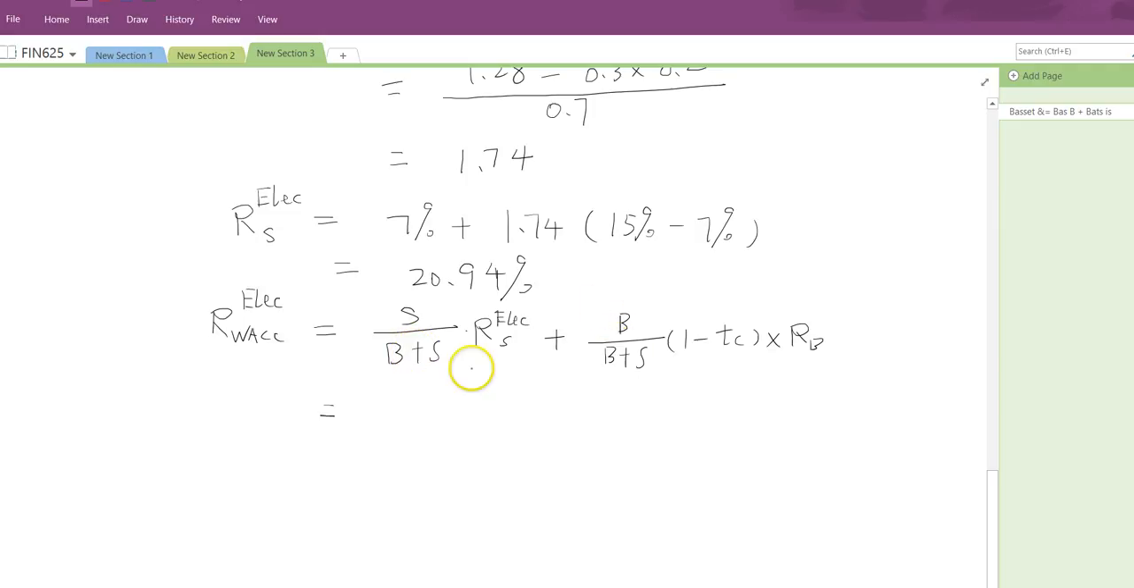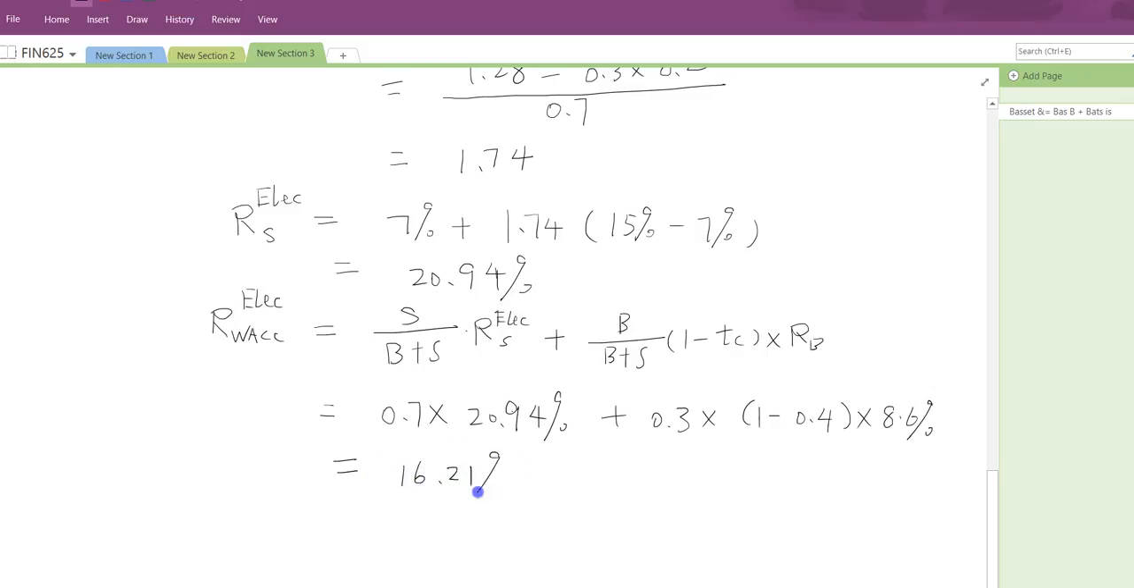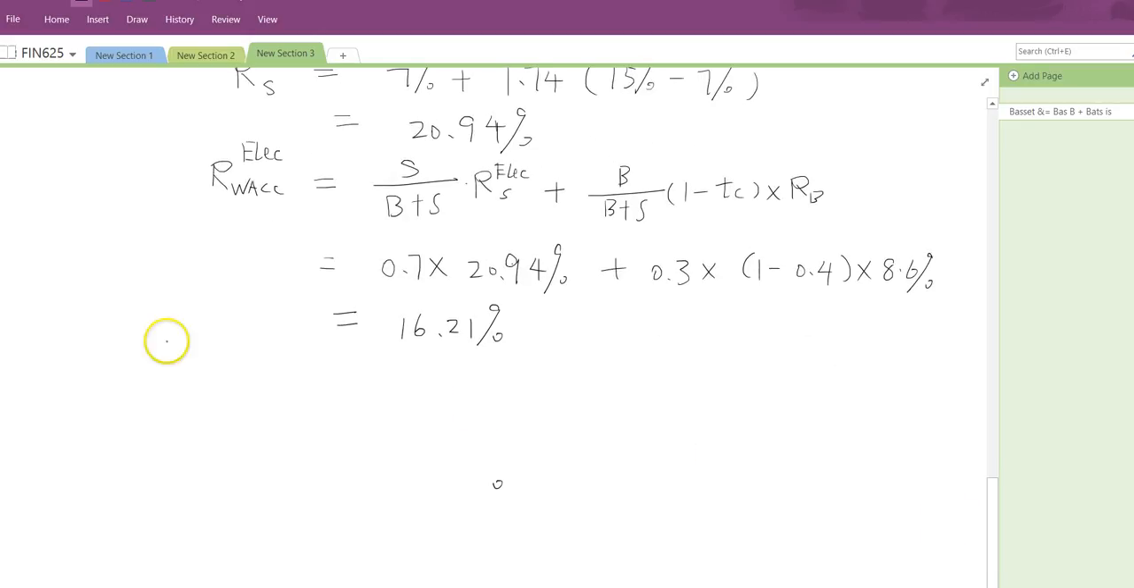So now every number is known. This is because debt capacity is set at 30%. I still go back to 30%. So the equity ratio is 0.7, and then times this number we just found out, and then times 1 minus the tax rate, which is 40%, so times 8.6%. So eventually we get the weighted average cost of capital for the electronics division to be 16.21%. Double check that.